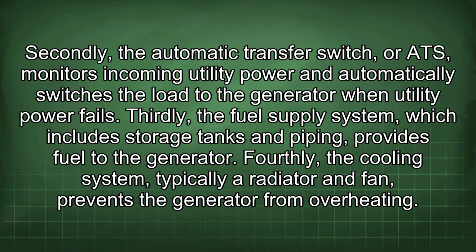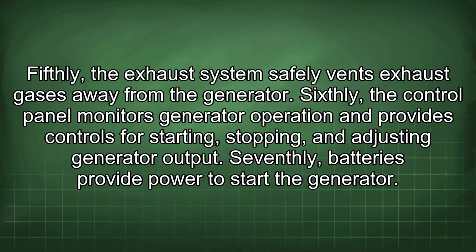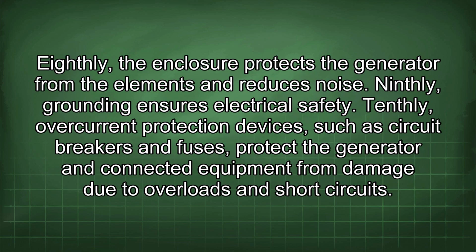Fourthly, the cooling system, typically a radiator and fan, prevents the generator from overheating. Fifthly, the exhaust system safely vents exhaust gases away from the generator. Sixthly, the control panel monitors generator operation and provides controls for starting, stopping, and adjusting generator output. Seventhly, batteries provide power to start the generator. Eighthly, the enclosure protects the generator from the elements and reduces noise. Ninthly, grounding ensures electrical safety. Tenthly, overcurrent protection devices, such as circuit breakers and fuses, protect the generator and connected equipment from damage due to overload and short circuits.